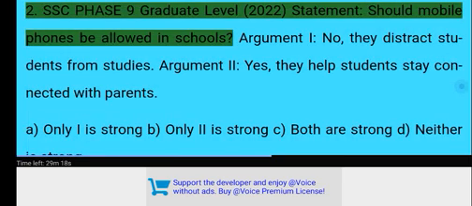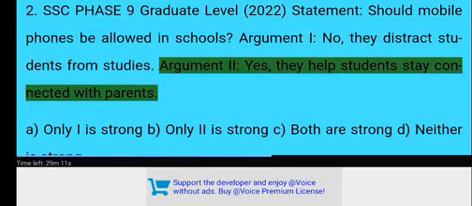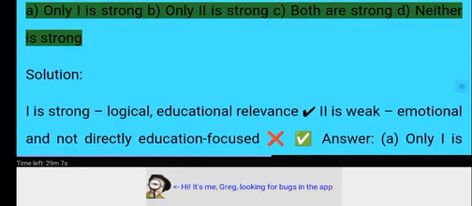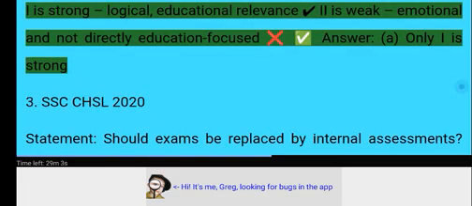2. SSC Graduate Level 2022. Statement: Should mobile phones be allowed in schools? Argument 1: No, they distract students from studies. Argument 2: Yes, they help students stay connected with parents. A. Only 1 is strong. B. Only 2 is strong. C. Both are strong. D. Neither is strong. Solution: 1 is strong, logical, with educational relevance. 2 is weak, emotional and not directly education focused. Answer: only 1 is strong.